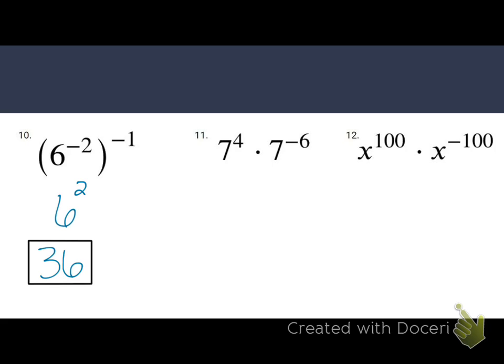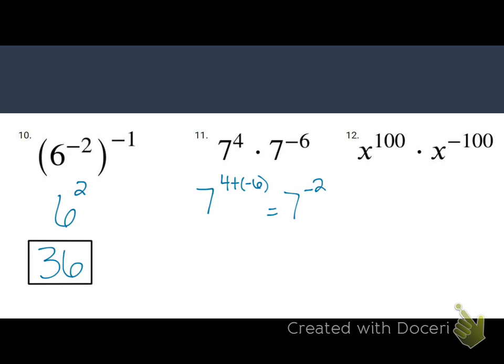Number 11 brings back another old rule of ours. If we're multiplying the same base, what do we do with the exponents? Add them. So this time we have 7. What numbers are we adding? Good. 4 plus -6. What is 4 plus -6? -2. We all okay with that part? We are never going to leave negative exponents in our answers.